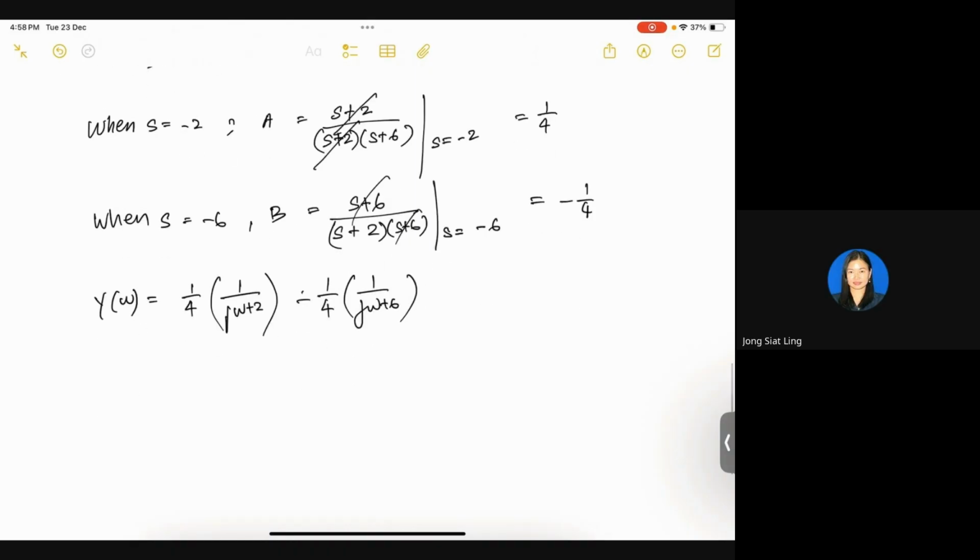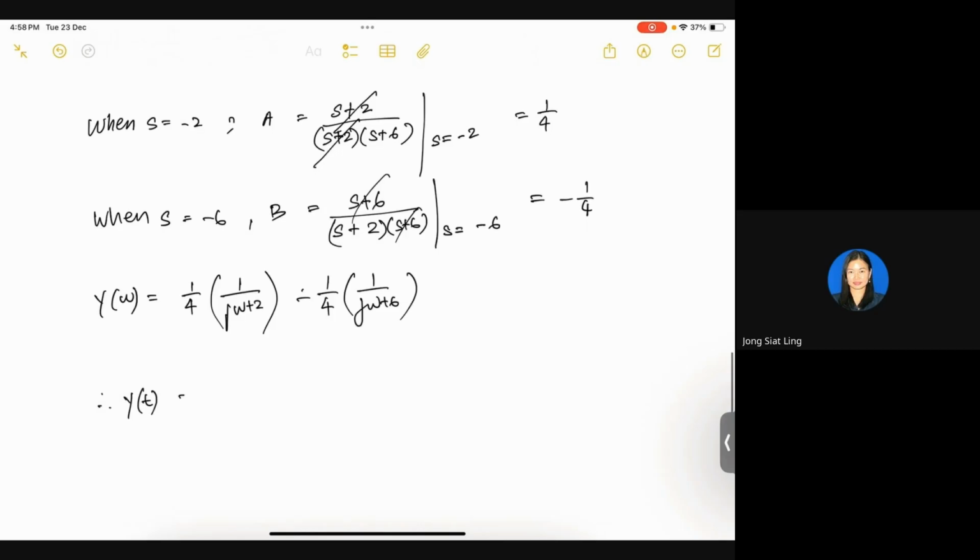After this, you can use the Fourier transform table to find y(t). So y(t): 1 over 4 is a constant, and 1 over (jω plus 2) gives e^(-2t). Then minus 1 over 4, a constant again, and 1 over (jω plus 6), from the pair table, gives e^(-6t) u(t).